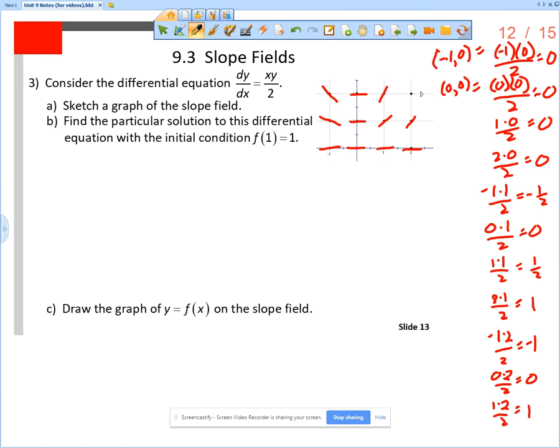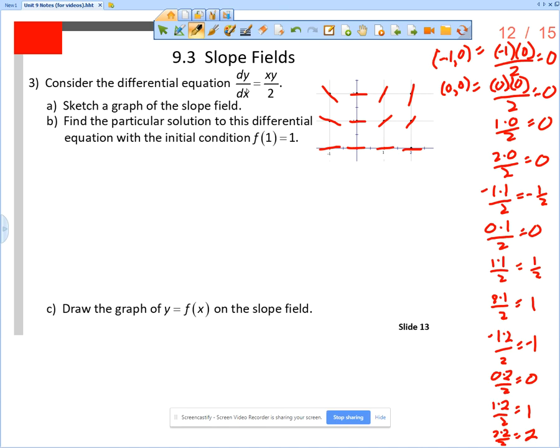And then lastly here, 2 times 2 over 2, of course, is 2, so slope of 2, right? So that's all we have to do to calculate the slope field, all right? And that's just kind of some tedious work, but it's really not that bad. All right, so now let's do part B, okay?